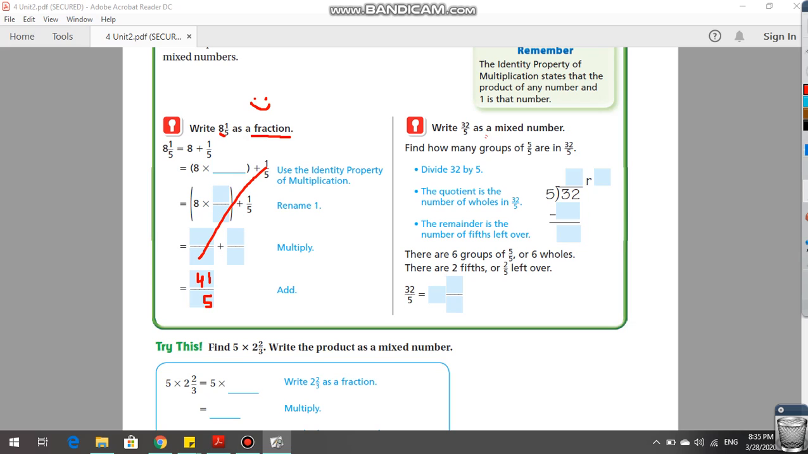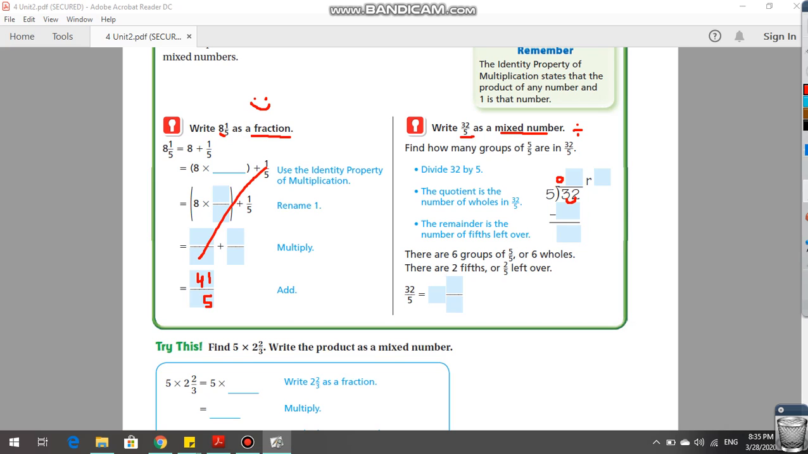Now here he wants you to write 32 over 5 as a mixed number. Mixed number means long division. So I'm going to say 32 divided by 5. Do I have 3 divided by 5? Can I do it? No, so I will put a 0. 3 will cry. Tell her don't cry. Catch the hand of the friend next to you.